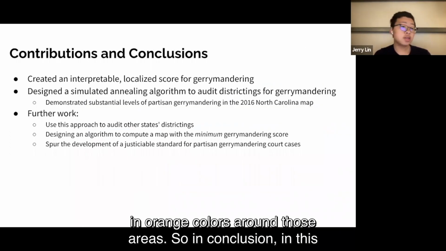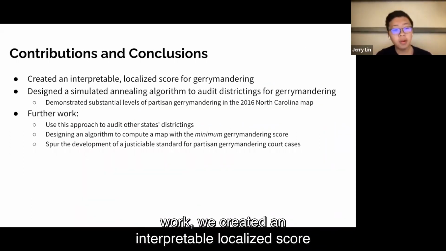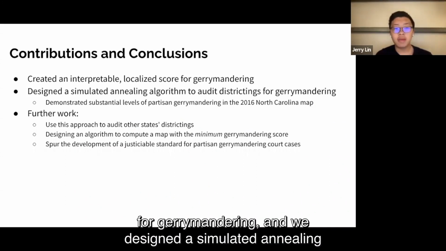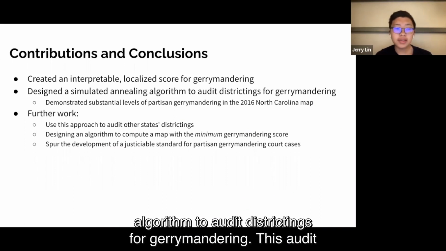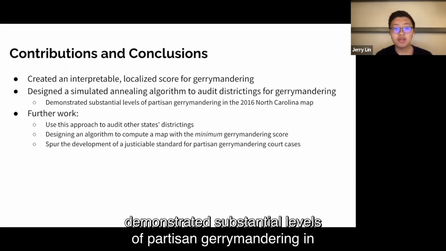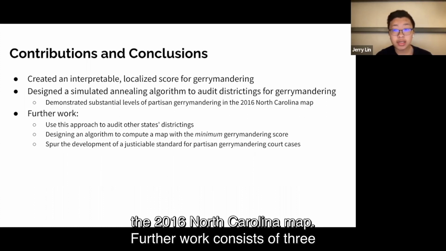So in conclusion, in this work, we created an interpretable localized score for gerrymandering. And we designed a simulated annealing algorithm to audit districtings for gerrymandering. This audit demonstrated substantial levels of partisan gerrymandering in the 2016 North Carolina map.